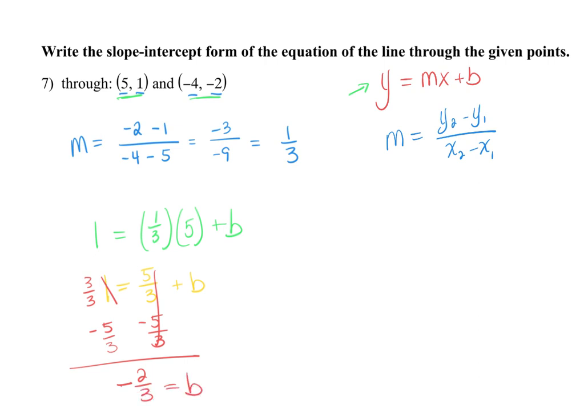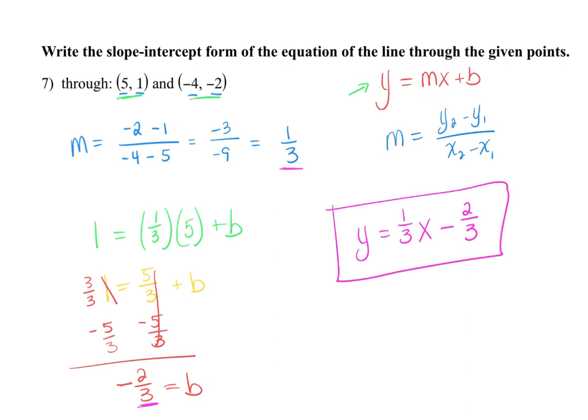I now have my m, and I have my b, and I can write the slope-intercept form. Y equals mx plus b, but b was negative, so I'm going to write minus 2/3 because my b was negative. And that is my answer there.